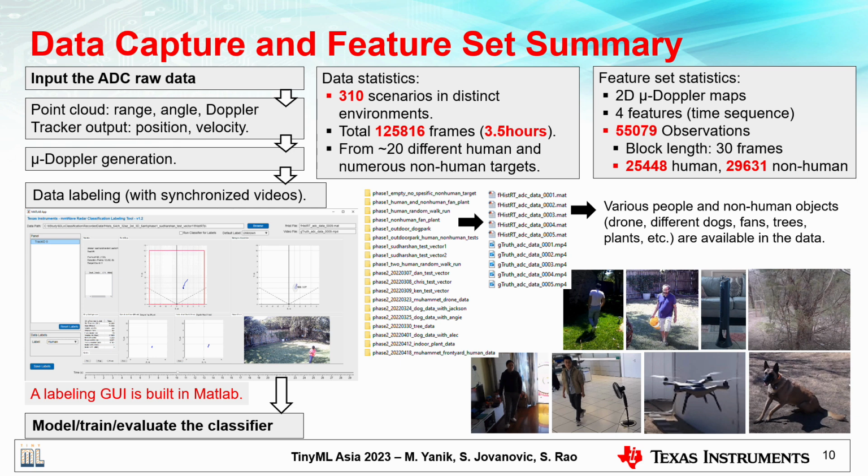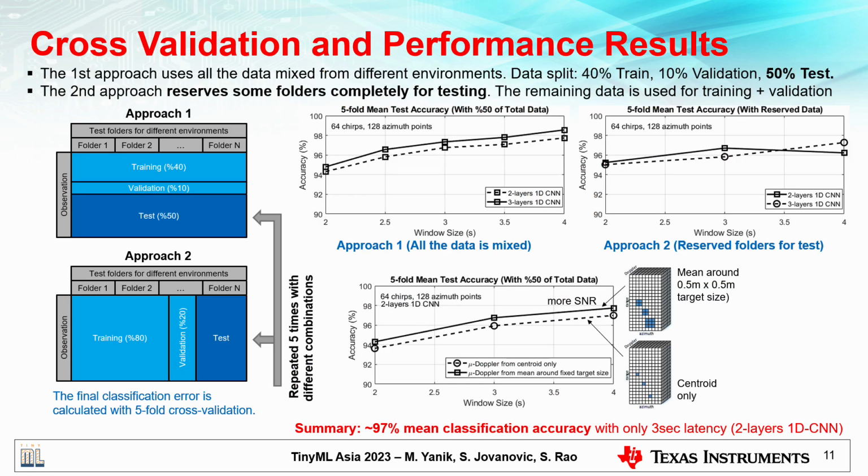To train this model, we had to capture our own data. We created 300 different scenarios from 3 different humans and numerous non-human targets, and we captured about 3.5 hours of data. Once we captured the ADC raw data, we ran the whole signal processing chain, including detection and tracking, and once we generated the microdoppler, we labeled this data, extracted these 4 features, and then trained this model. And finally, we achieved this kind of performance accuracy.